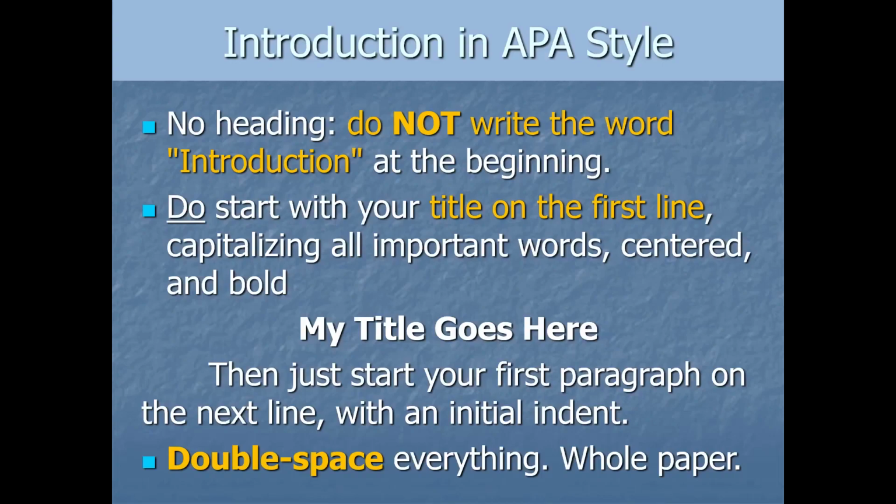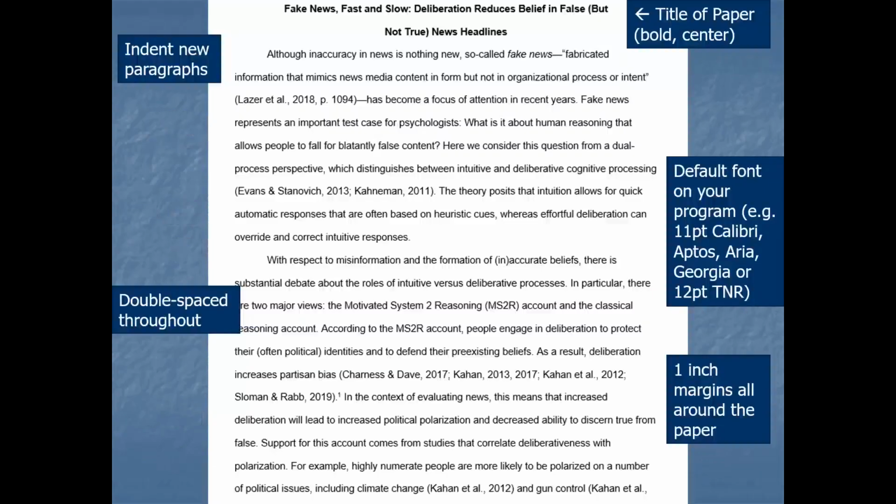And also, one other rule to keep in mind, you do double space everything. Basically, the whole paper in APA style gets double spaced. So here's an example of an APA style paper formatted properly. This is an introduction section. Notice the title up top in bold at the center. Notice that each new paragraph gets indented.